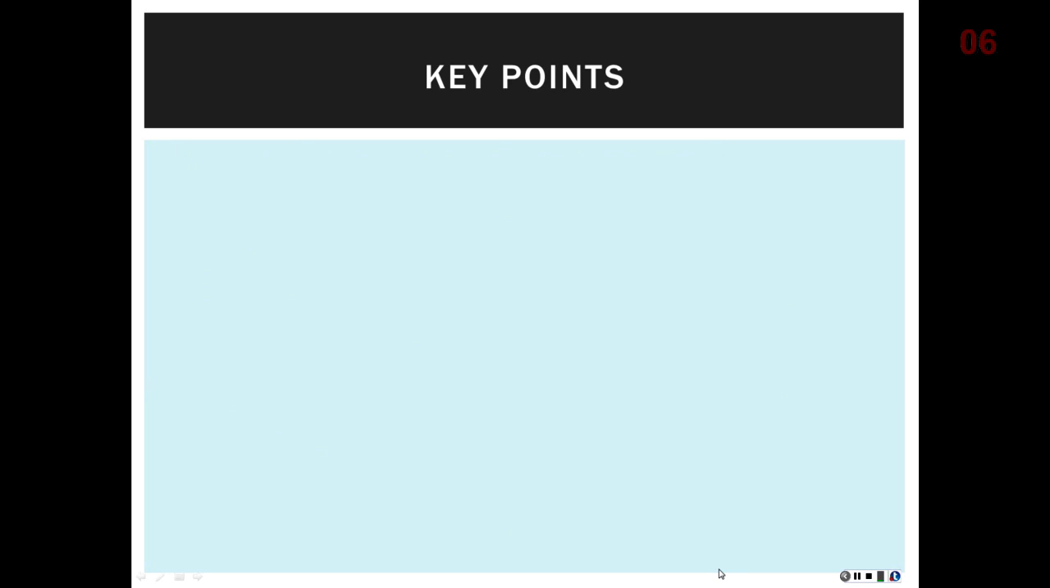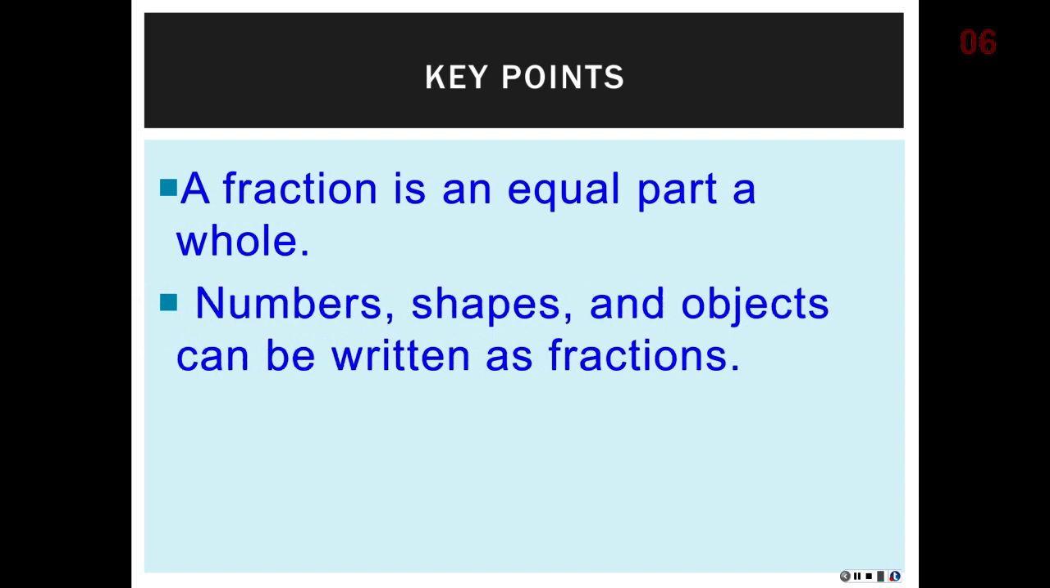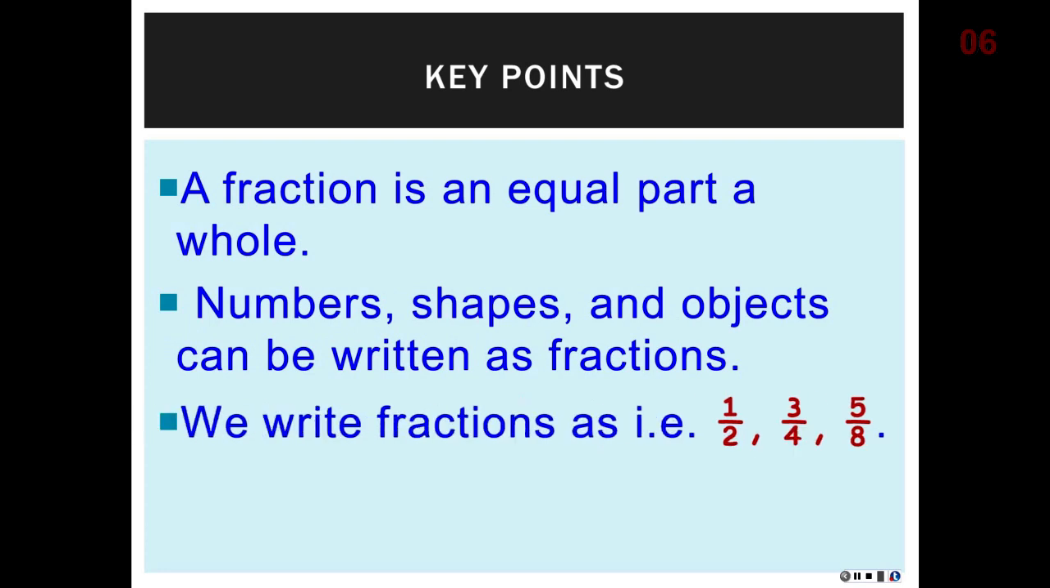So here's some key points so far. A fraction is an equal part of a whole. Numbers, shapes, and objects can be written as fractions because we just did that. We write fractions. Here's some examples. 1/2 is 1 over 2. 3/4 is 3 over 4. 5/8 is 5 over 8.